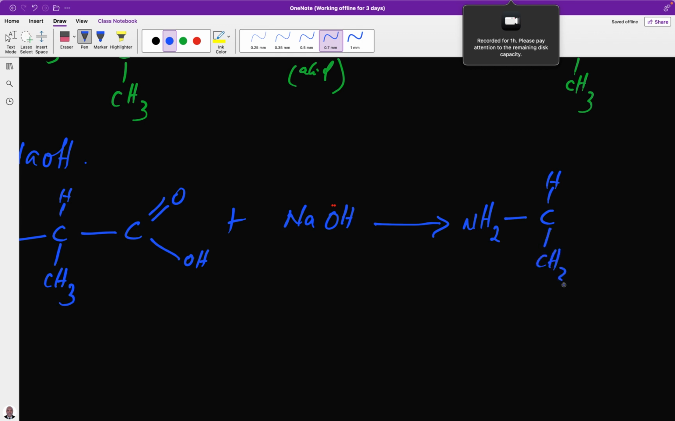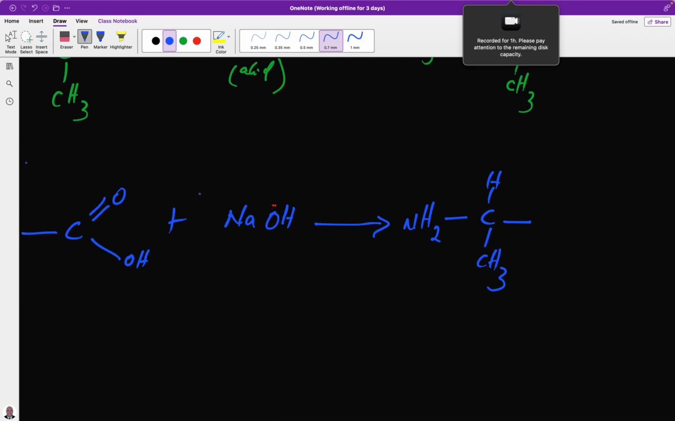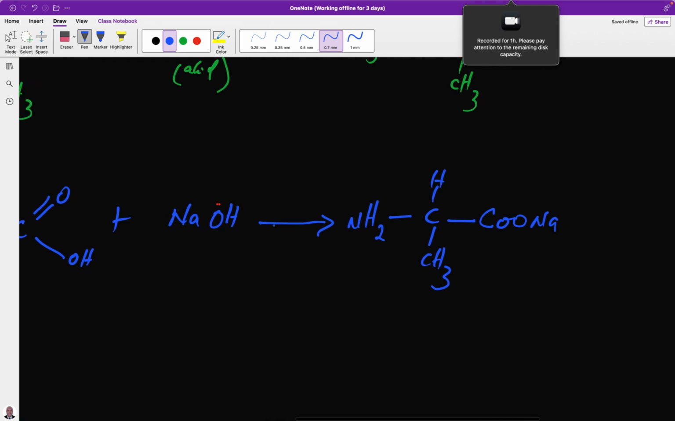CH3, and here the hydrogen here will leave. There's going to be dissociation. The hydrogen here will leave and attach itself here, and the molecule of water is formed. So the sodium will come here. It will be a COO, Na. Then the hydrogen here will leave and combine here to form a molecule of water.